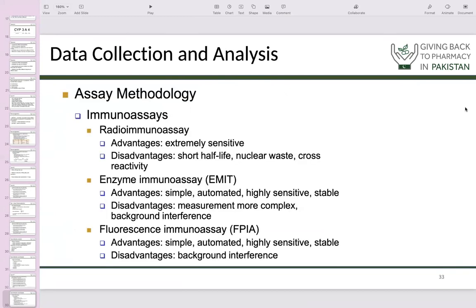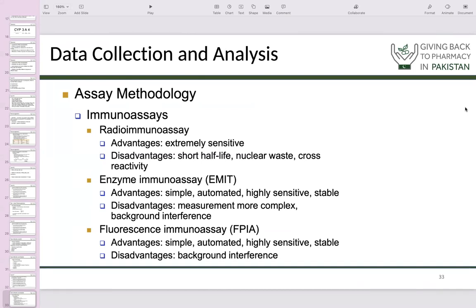Okay, so assay methodology, there are different assays which are used for the concentration. There are radioimmunoassays which are extremely sensitive, and the disadvantage is that they have a short half-life because they use radionuclei and produce nuclear waste, and they have cross reactivity. Enzyme immunoassay, EMIT technology, is also used for drug concentration identification. They are highly sensitive, stable, automated and simple, but the measurement is more complex in these tests, and there is background interference with the enzyme that is used.